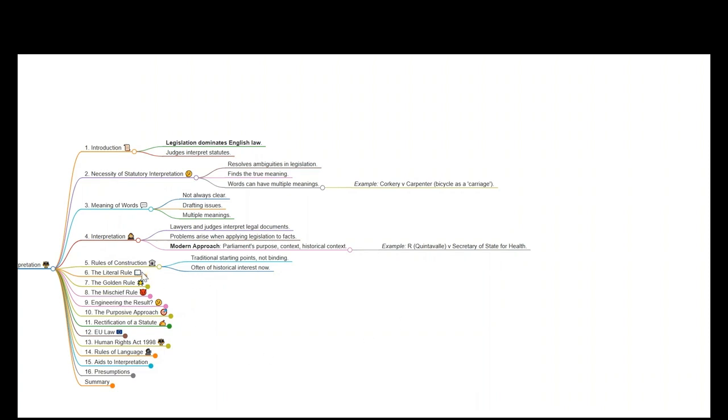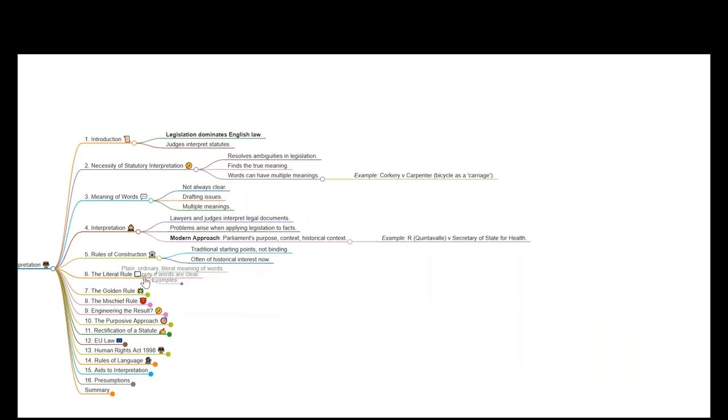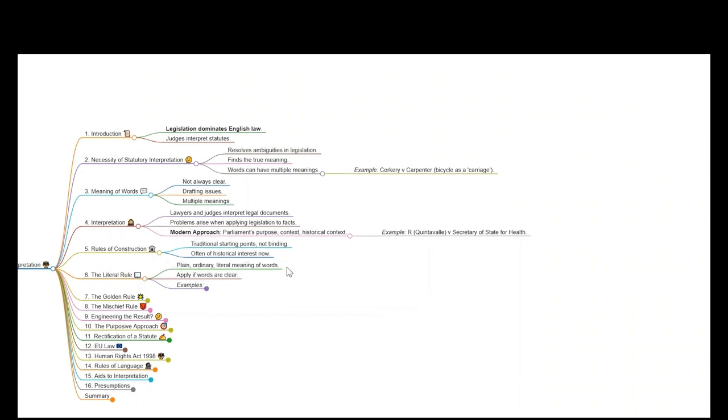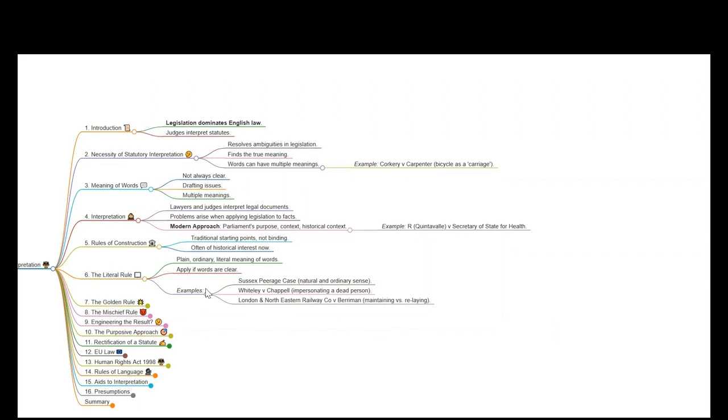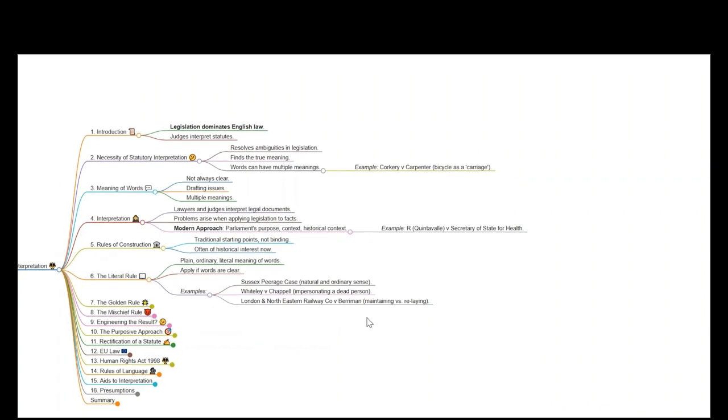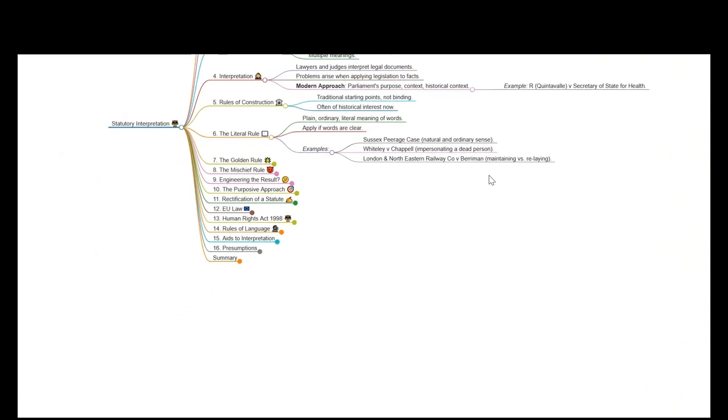6. The literal rule. The literal rule states that words must be given their plain, ordinary, and literal meaning. If the words are clear, they must be applied, even if the outcome seems harsh or the legislator's intention was different. Key cases illustrating this rule include the Sussex Peerage case, where the court emphasized the natural and ordinary sense of words, Whiteley v. Chappell, where a defendant was acquitted due to a literal interpretation, and London and North Eastern Railway Co. v. Berriman, where a widow was denied compensation due to a strict reading of the statute.